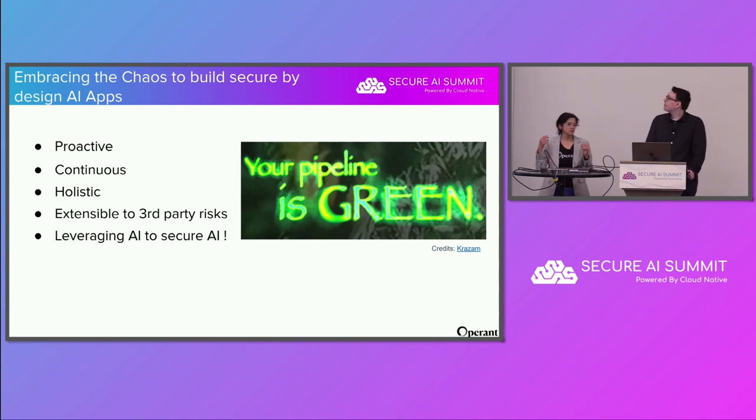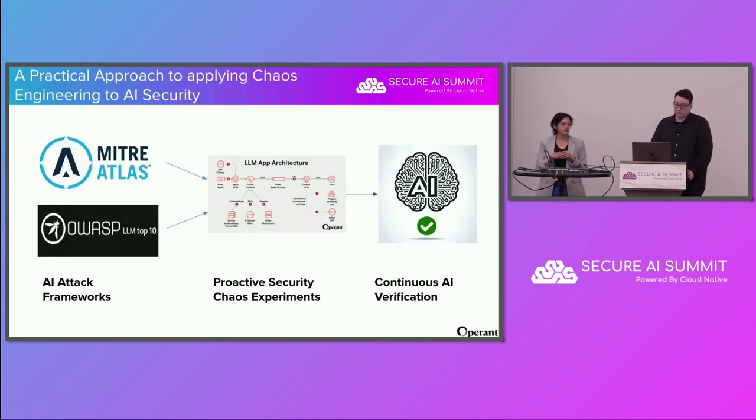And so we have actually built a practical approach to applying some of these chaos engineering principles to AI security. If you go to the next slide. The way we think about this is we have codified the TTPs that are present in the MITRE ATLAS framework and also the OWASP top 10 LLM risks. And we have codified them as experiments that you can apply to your specific LLM app architectures.